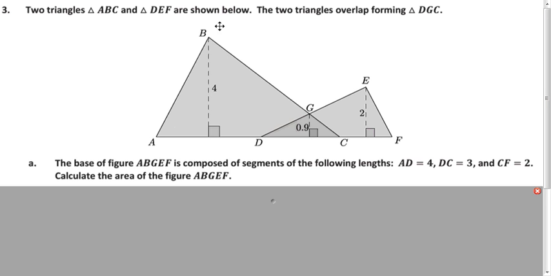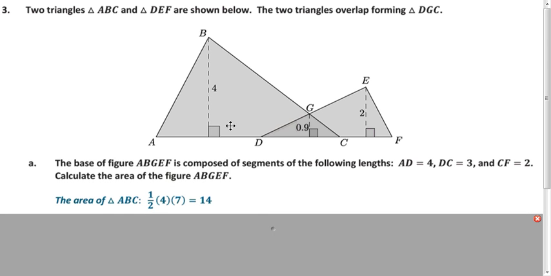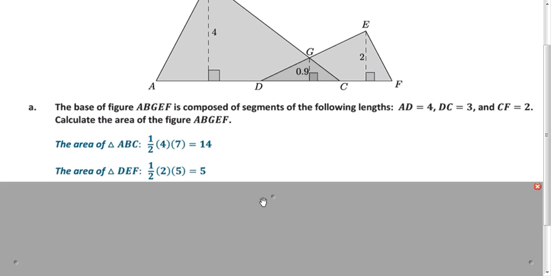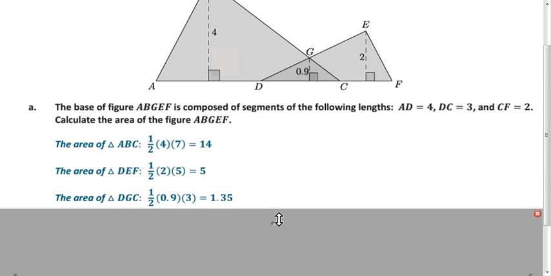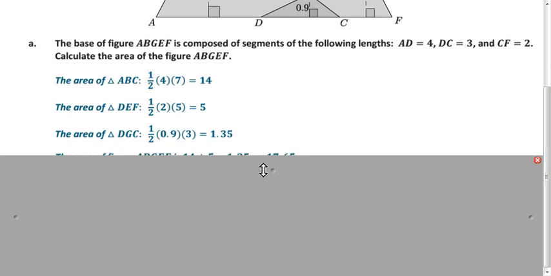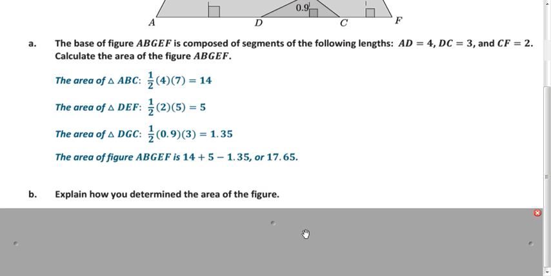Well, hopefully you started off by figuring out the area of these two larger triangles, ABC and DEF. The area of ABC is 14, and the area of the smaller one is 5. Now, can we just add those together and say the area is 19? No, we can't, because we'd be counting the area of the smaller triangle 2 times. So we have to find the area of that smaller one and subtract that from 19, because we can't double count it. So the answer is 17.65. And same idea, explain how we determine the area of this figure. Try that and I'll show you my answer.